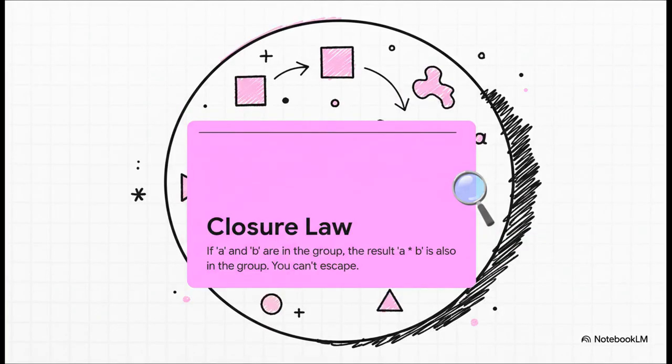First up, we've got closure. This one's super straightforward, but it's absolutely crucial. It just means that if you take any 2 things from your group and combine them with your operation, the answer you get is also in the group. Think of it like a club with a strict door policy. What happens in the group stays in the group.